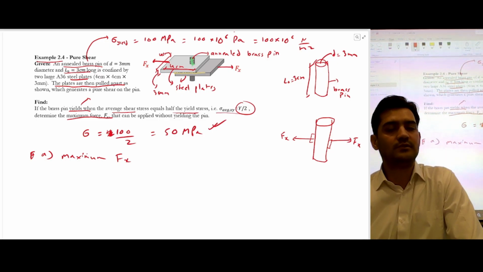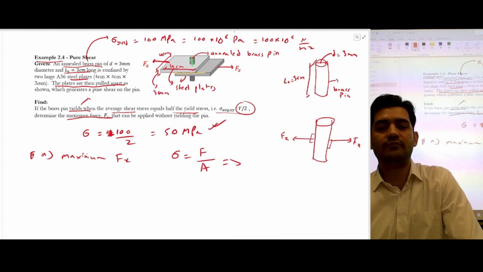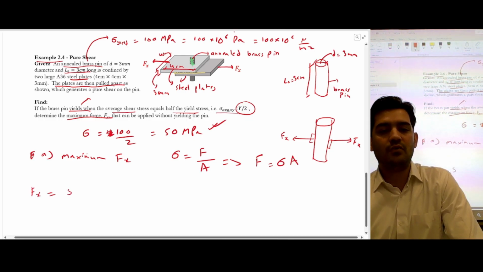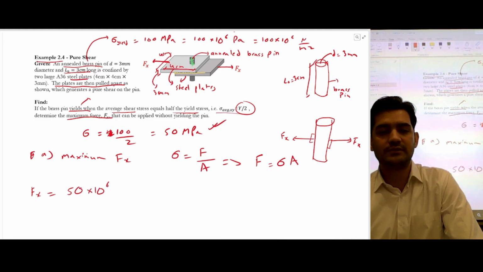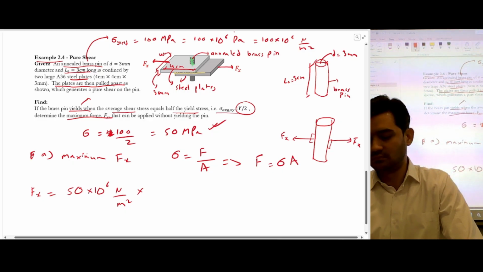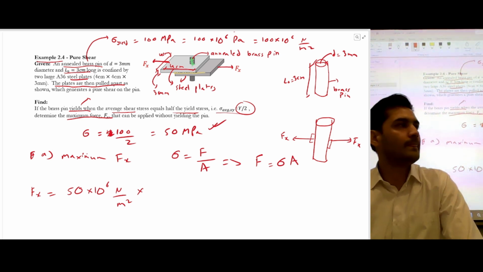Fx. So we know stress is force over area. If we want to calculate the force, we have to multiply the stress with the area. Stress we know is 50 megapascals, which is 50 times 10 raised to the power 6 Newton per meter square. The question is, what is the area? If we can figure out the area, we can input the values and calculate the maximum force.